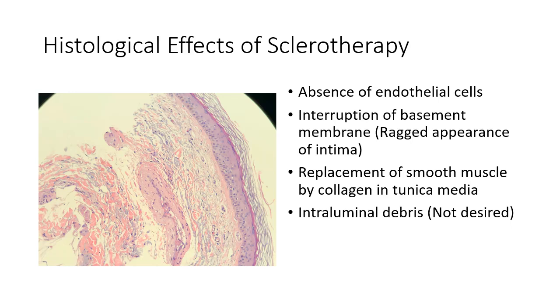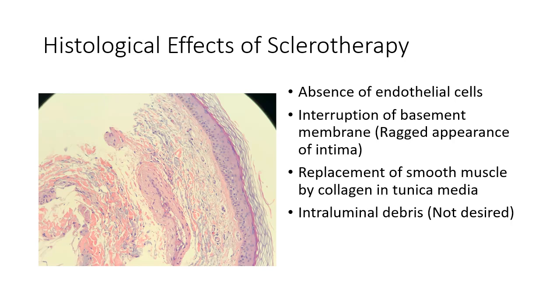The histological effects of sclerotherapy consist of absence of endothelial cells and interruption of the basement membrane. On the histological image, this appears as a ragged appearance of the intima. There can also be replacement of the smooth muscle by collagen in the tunica media, or the smooth muscle wall, the vessel wall. There can also be intraluminal debris, which is not desired.